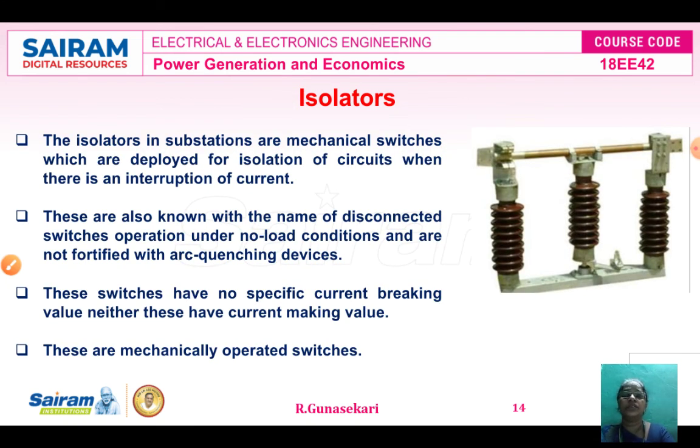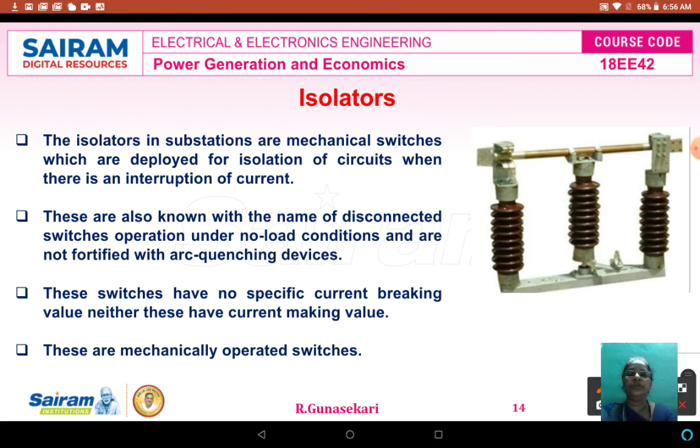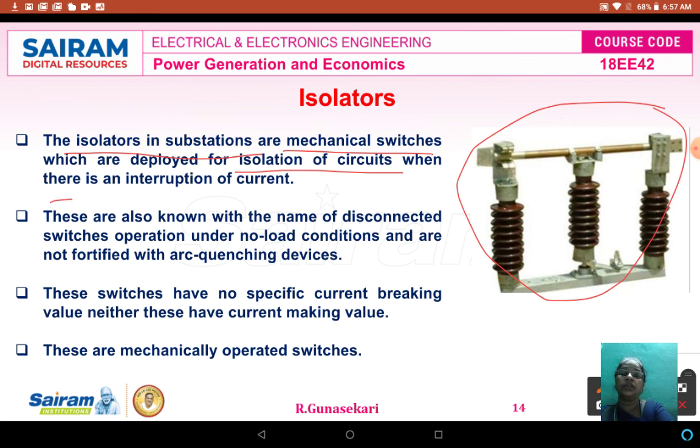Then next we study the substation equipment, isolators. Now you see, the isolators which are used in the substation are nothing but mechanical switches. You see the diagram, these are the mechanical switches which are deployed for the isolation of circuits. Why are the isolators used to isolate the circuit? When there is an interruption of a current, during such circumstances, the isolators can be used as mechanical switches to isolate the circuits.